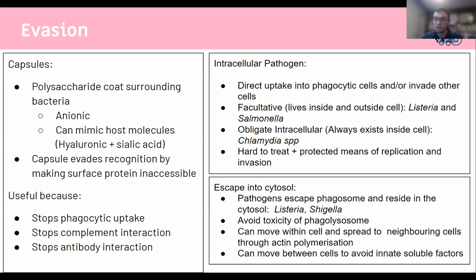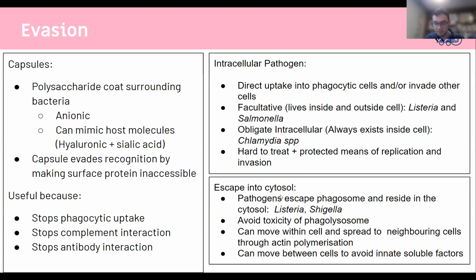Listeria is a very serious food poisoning that's especially dangerous to pregnant women as it can damage the unborn fetus. So this is one method of pathogenesis, through an intracellular escape, in which it's hard for the immune system to interact with them.